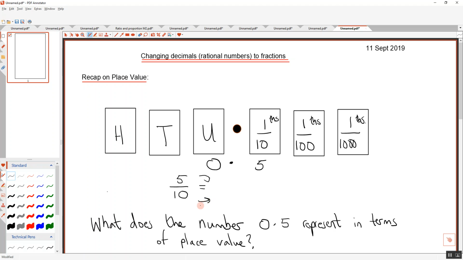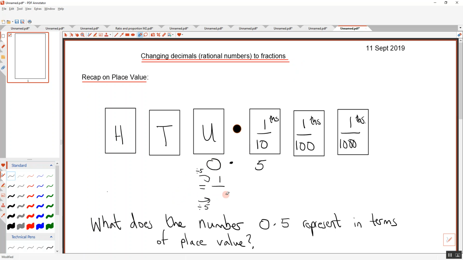What's the process called whenever I divide both sides of this fraction by 5? Yeah, you did this. Simplifying. 5 divided by 5 is 1. 10 divided by 5 is 2. So this gives us how we work out our decimals into fractions.